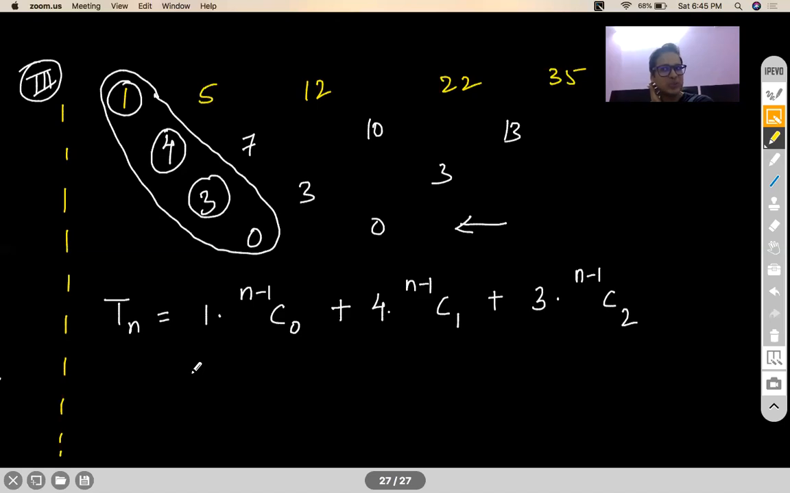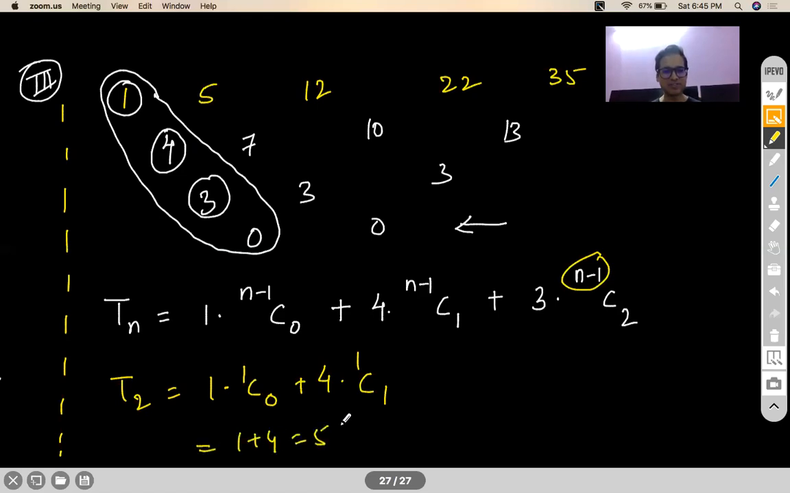If I put n as 2, do I get a 5? Let's check. So 1 into this will be 1 C0, 4 into 2 C1. Oh, sorry, 1 C1, not 2 C1, 1 C1, because I'm putting n as 2, no? Now, what about this 1 C2? If this term is smaller than this, that is actually 0. So don't have to write it. Okay. So your answer will be 1 plus 4, 5. So this guy was a genius. Yes, the answer is 5.